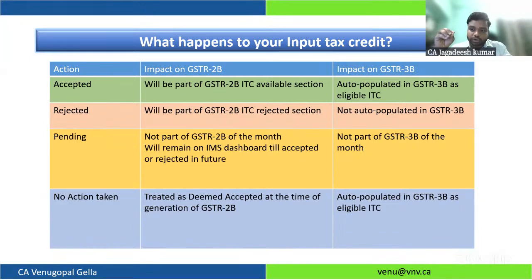If you keep your records pending, in that case, it will not form part of your 2B. It will remain in your IMS as long as you don't take action. You can take action in future periods.